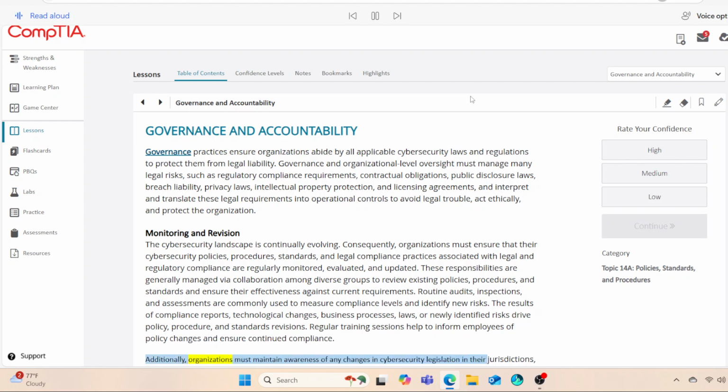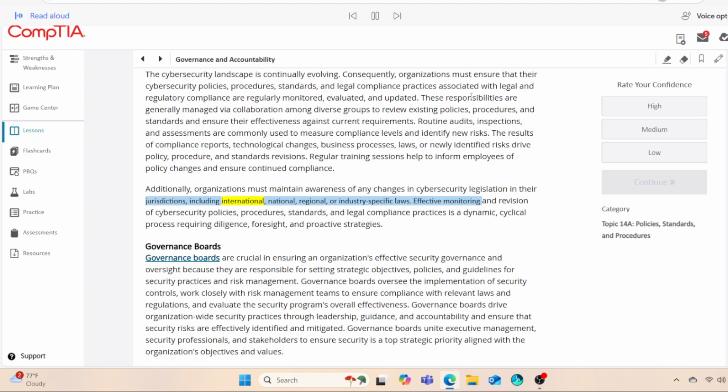Additionally, organizations must maintain awareness of any changes in cybersecurity legislation in their jurisdictions, including international, national, regional, or industry-specific laws. Effective monitoring and revision of cybersecurity policies, procedures, standards, and legal compliance practices is a dynamic, cyclical process requiring diligence, foresight, and proactive strategies.